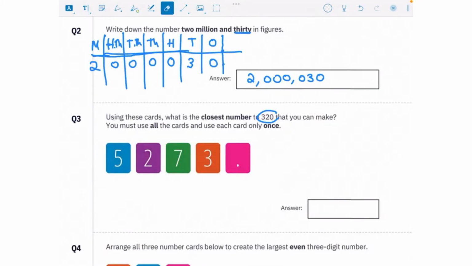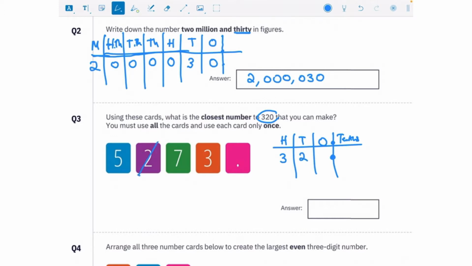Using these cards, what is the closest number to 320 that you can make? You must use all the cards and use each card only once. So let's do our grid. 320 is our target. So hundreds, tens, ones, and then we've got the decimal point here, and then we've got tenths on this side. We've got to use a point, so we know that that has to go there. Now we want to make 320, so let's use the 3 in the hundreds column, and let's use the 2 in the tens column, and then we're pretty close.